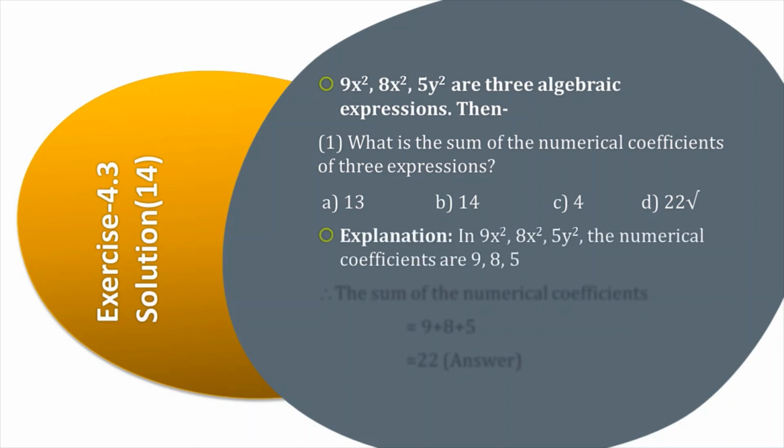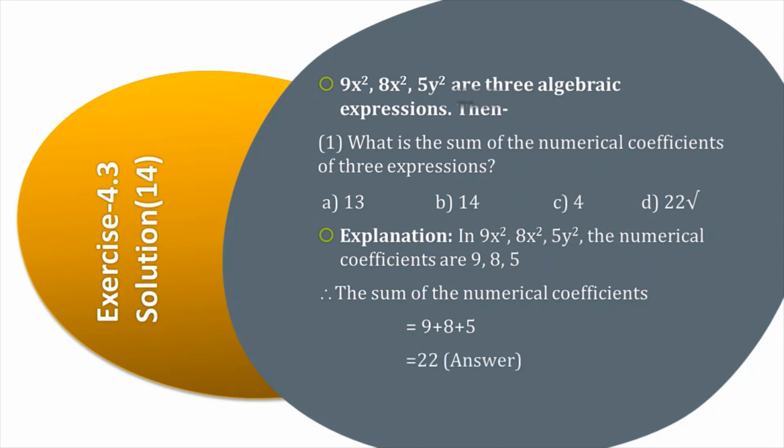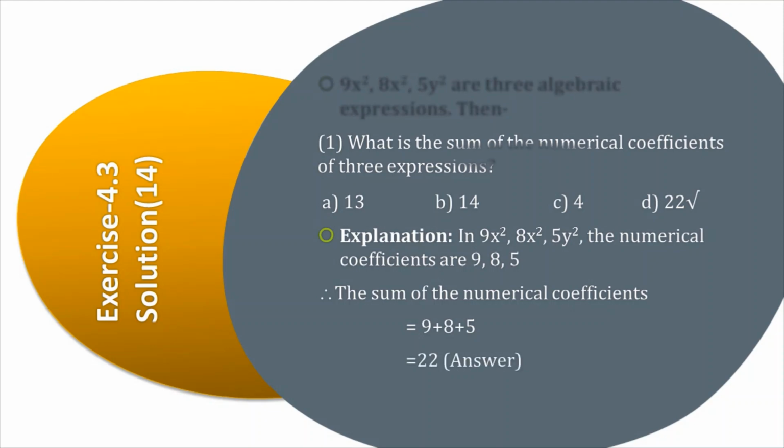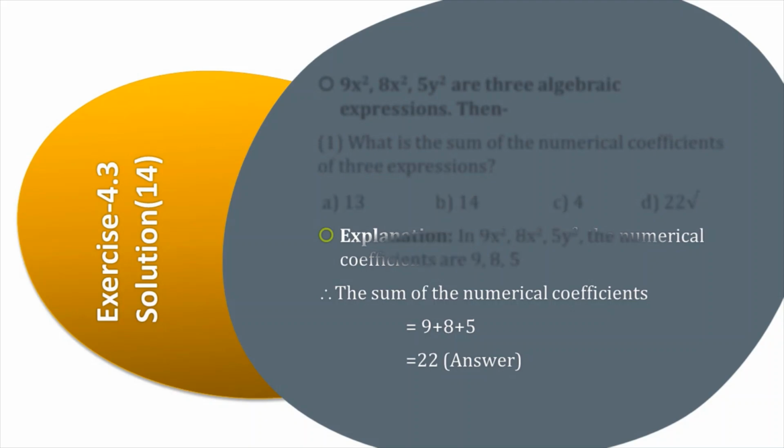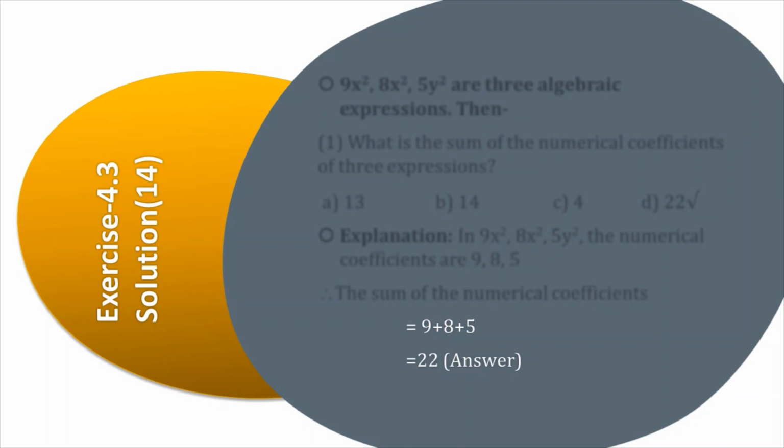So let us see the explanation, my dear. 9x², 8x², 5y². As you can see, 9, 8 and 5 are the numerical coefficients of these expressions. So the sum of the numerical coefficients is 9 plus 8 plus 5, that would be 22, my dear. That is the desired answer. So this is solution number 14, and the answer of the numerical coefficient is 22, as you can see.